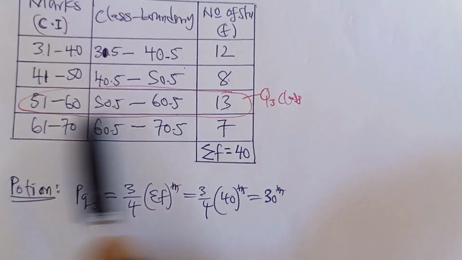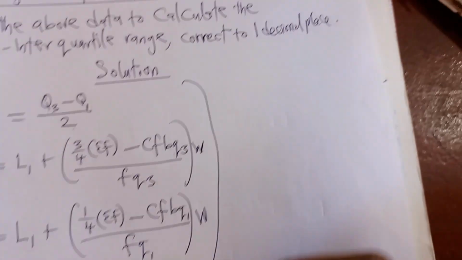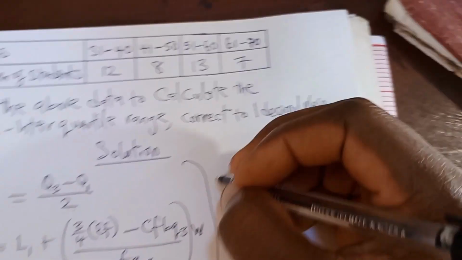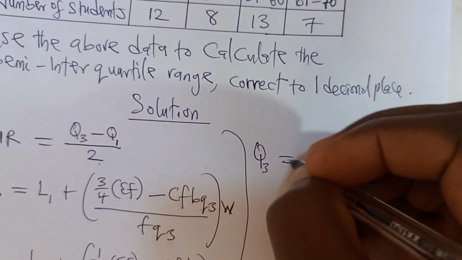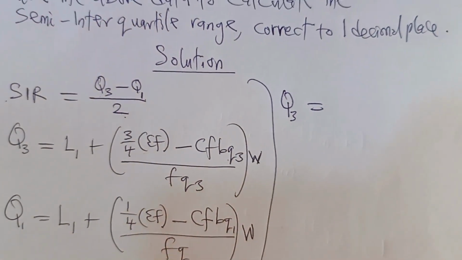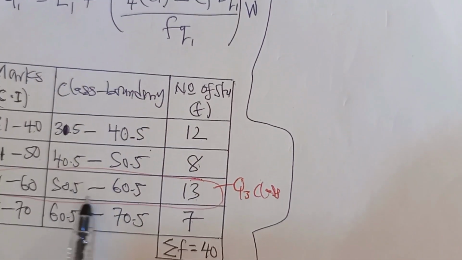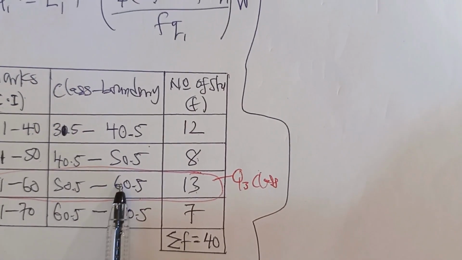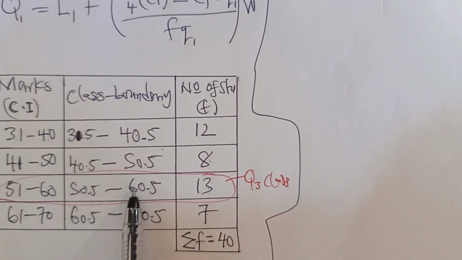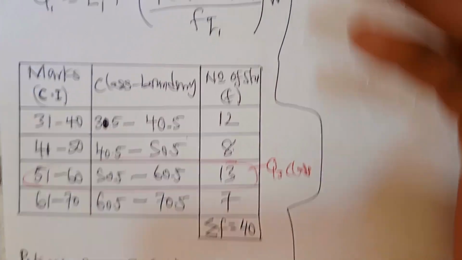So now that we know Q3 is here, let's estimate Q3 using the formula. Therefore, Q3 itself is equal to, we're applying this formula now. What is L1? L1 is the lower class boundary of the third quartile class. There are two class boundaries here, this is upper, this is lower. So the lower class boundary of this Q3 class is 50.5. I'll write it.